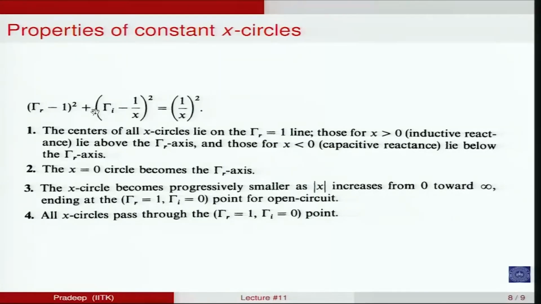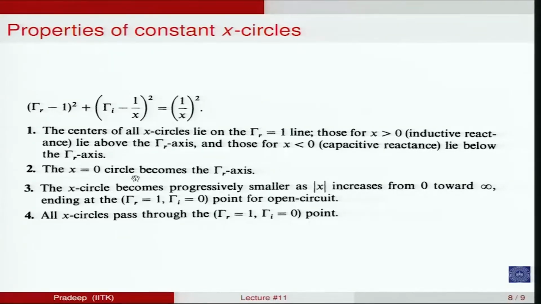What is the radius of this one? The radius is 1 by x equal to 0, so the radius is infinity. So you have the center at 1 comma infinity and the radius of infinity, which is actually a straight line. The centers of all other x circles will lie on the gamma r equal to 1 line, and for inductive reactances the centers lie above the gamma r axis, and for capacitive reactances they would all lie below the gamma r axis.